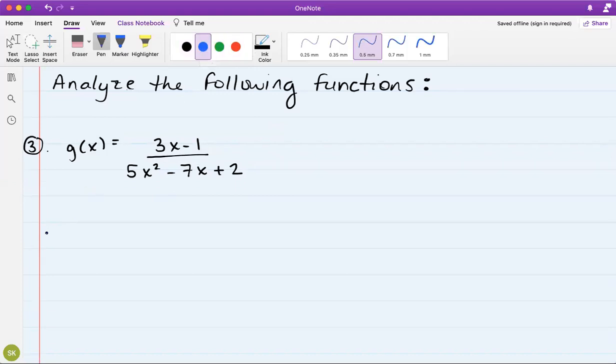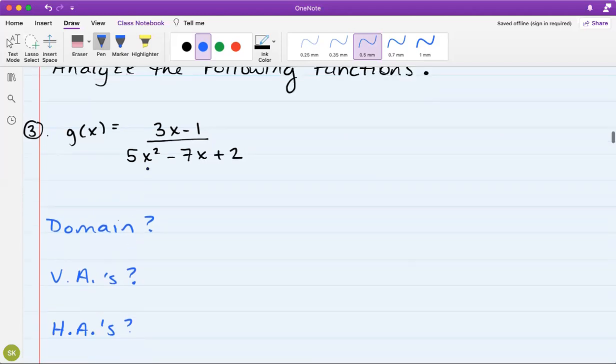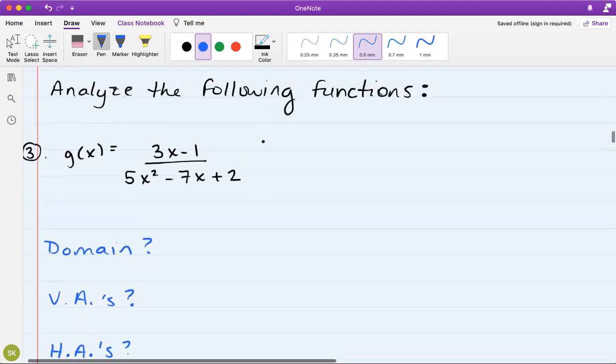So let's figure out the following information. What's the domain? What are the vertical asymptotes, if there are any? And how about the horizontal asymptotes? And we can also talk about the range once we look at the graph. But for the first three, we can find these just by looking at the equation of the rational function.